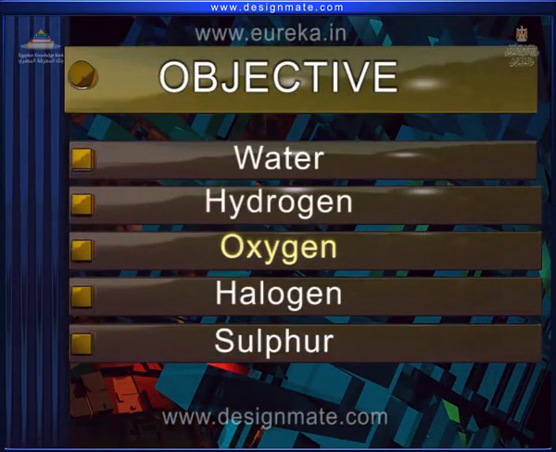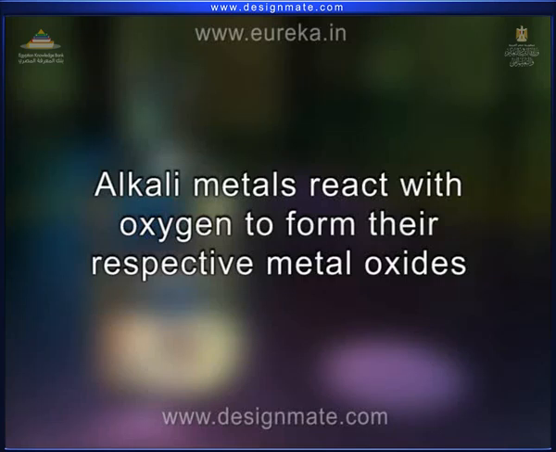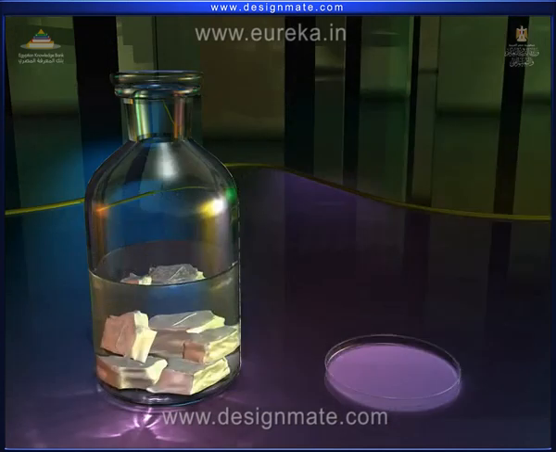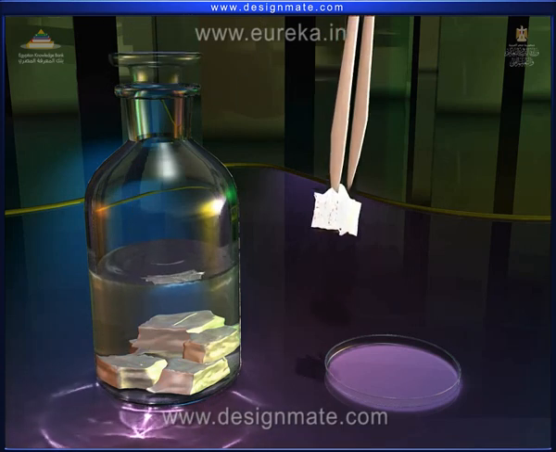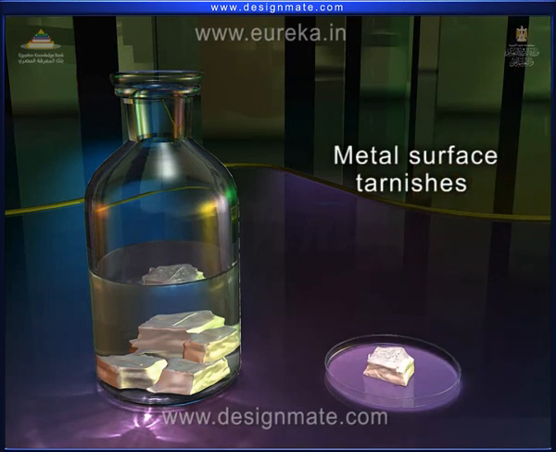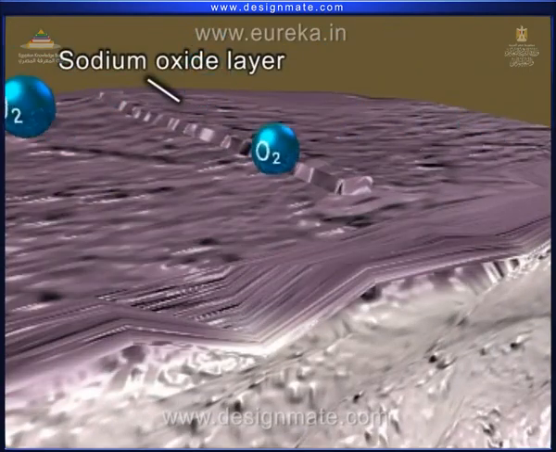Reaction of alkali metals with oxygen. Alkali metals react with oxygen to form their respective metal oxides. To understand this, let us take an example when a highly reactive metal such as sodium is kept in contact with air. The shiny metal surface immediately tarnishes to a rough surface, and a sodium oxide layer is formed on the surface.